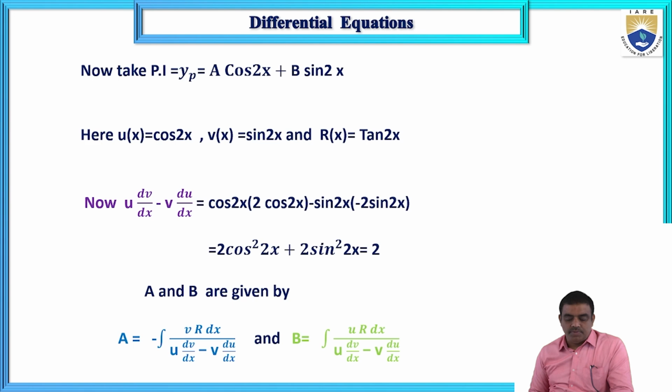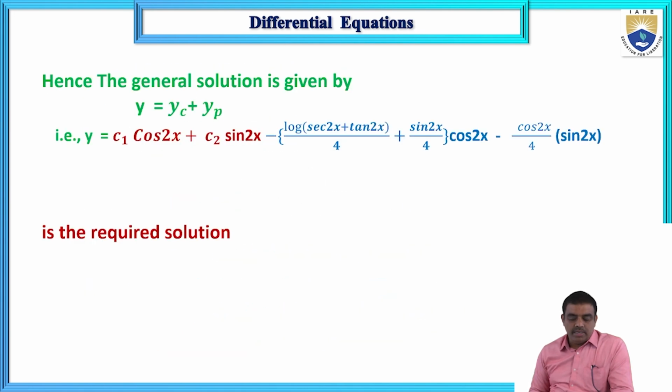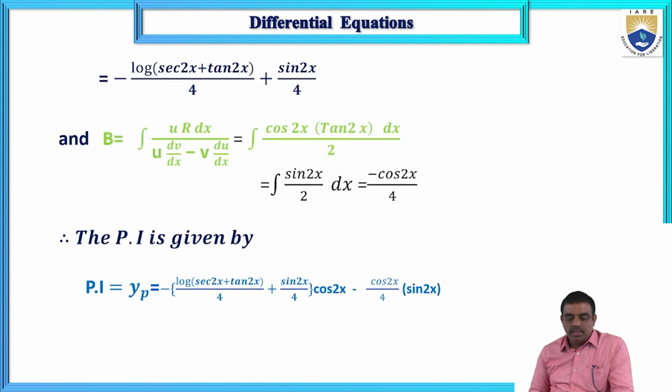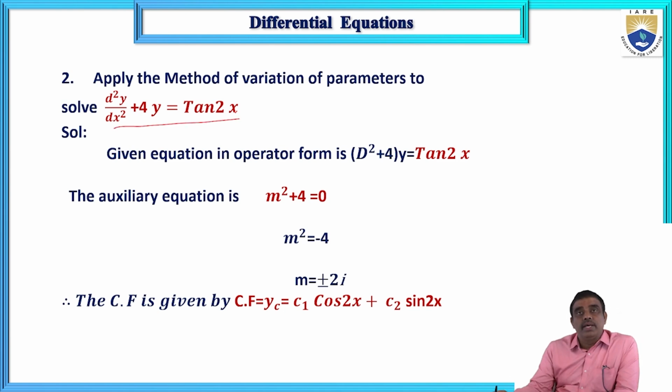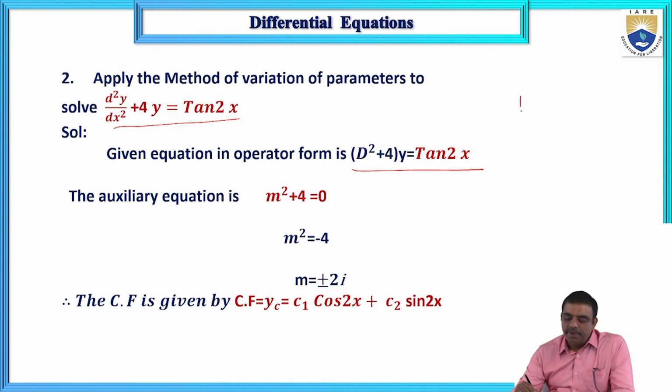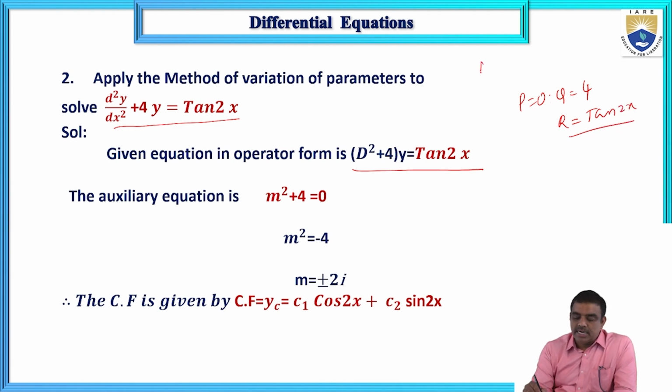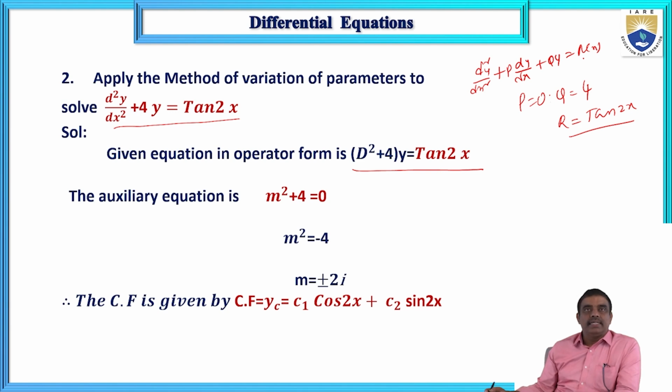So, I will solve another problem also so that you will get a full idea about this. I will give one example problem also. So just go through this: apply the method of variation of parameters to solve d square y by dx square plus 4y is equal to tan 2x. So here also this equation is in the standard form. Here p is 0, q is 4 and r is equal to tan 2x. The standard form is d square y by dx square plus p dy by dx plus q y is equal to r of x. So clearly it is in standard form.